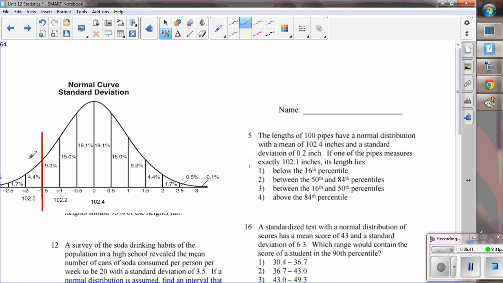So what percentage is to the left of that? It's 0.1. So we're going to add it up. We've got 0.1 plus 0.5. I know part of this is off the screen, but it's symmetrical. Then 1.7, and you should be able to see this if you printed out the reference table yourself, plus 4.4. And if you add all this up, it is below the 16th percentile.